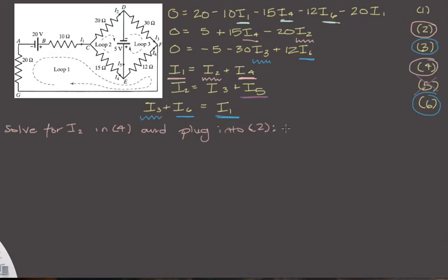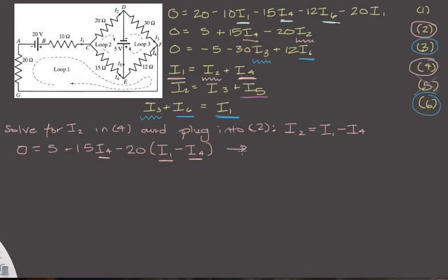First, here's my equation 4. I'm going to solve for I2. So I2 is simply I1 minus I4. That's straightforward enough. Now let's take this I2 and plug it into the I2 here in equation 2. If I do that, what I get is 0 equals 5 plus 15 I4 minus 20 times this I2, which is really just I1 minus I4. So notice that we've created one equation that now only has the variables present in equation 1. That's exactly what we wanted to do.